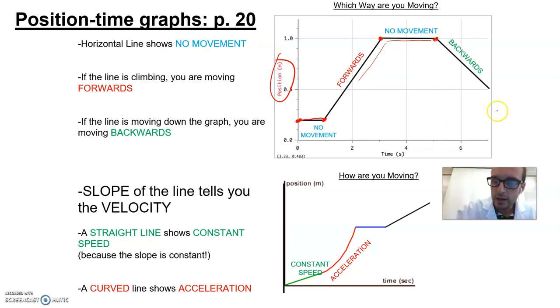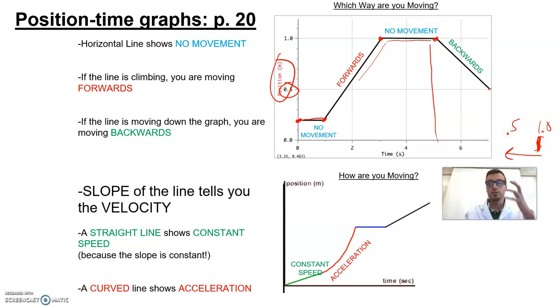And then we're going backwards because we have a negative slope, right? If I were to track this on a number line, I was at the position of 1 at a time of 5 seconds. And then 2 seconds later, I'm at a position of 0.5. So I actually moved backwards from a position of 1.0 to a position of 0.5. How did I get from here to here? I had to go backwards. And so a negative slope on a position time graph indicates negative velocity.